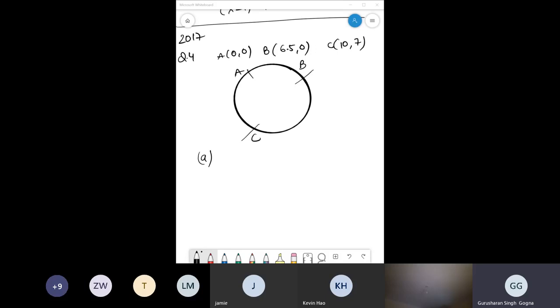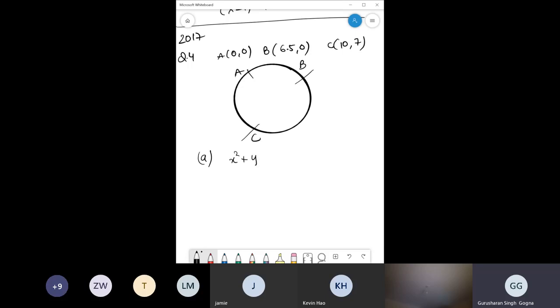Simultaneous equations. How will you get the equations, Kevin? How will you get the equations? Very good. Yes. So again, you can see that we are using the same concept.